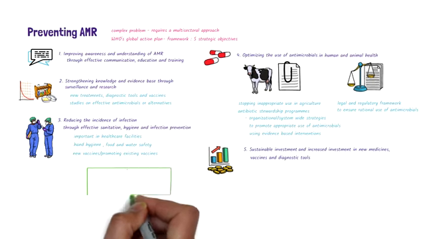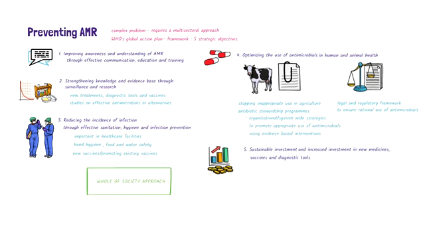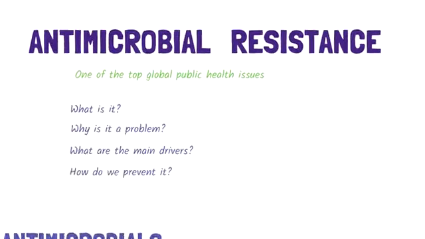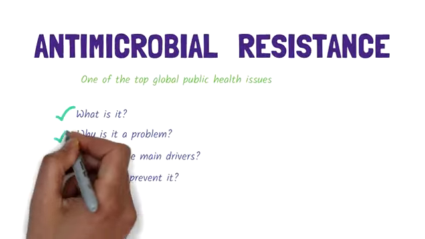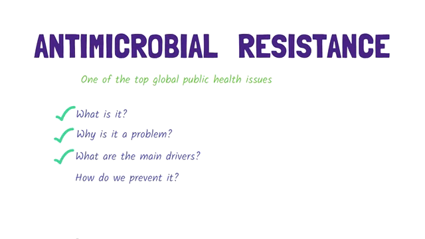These actions require a whole-of-society approach with everybody in all sectors and disciplines working together. It includes taking a One Health approach, incorporating human health, animal health, and environmental factors into consideration. And that's an overview of AMR. We've had a quick look at what it is, why it's a problem, the main drivers, and how we can prevent it.